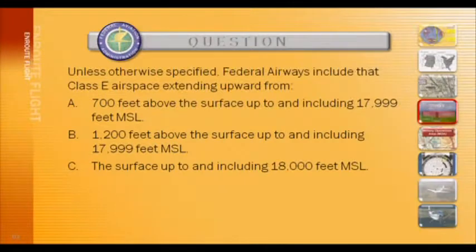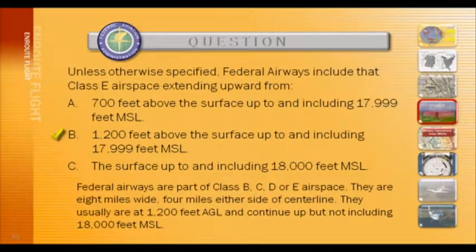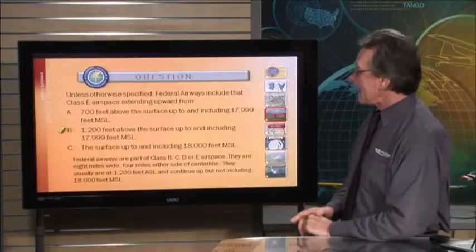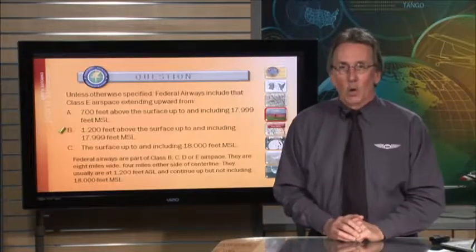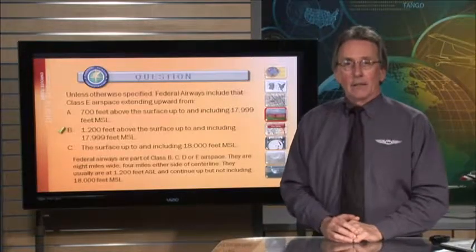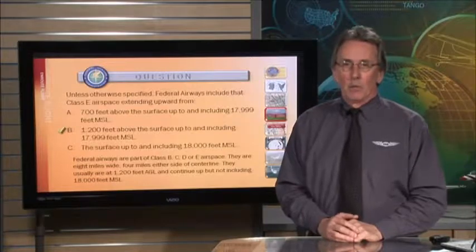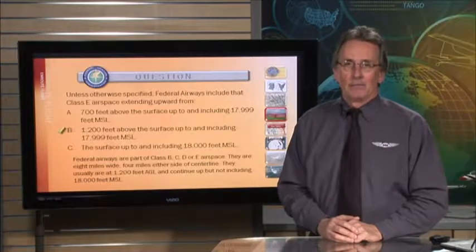So if we go back to our question, the correct answer is B. Federal Airways are part of Class B, C, D, or E airspace. They are 8 miles wide, 4 miles either side of centerline. They are usually at 1,200 feet AGL and continue up, but not including 18,000 feet MSL. So B, your correct answer. All right, let's join Josh back in the classroom for further discussion.